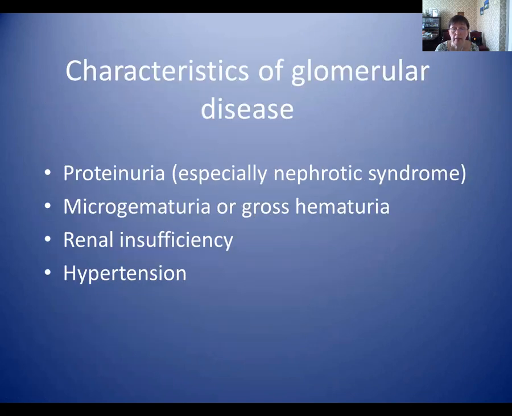So what are the main characteristics of the glomerular disease? First of all, it is proteinuria. Proteinuria, the protein in urine. Especially, it may be due to nephrotic syndrome. We will speak about it later. It may be microhematuria or gross hematuria. And then it may be renal insufficiency, and it may be hypertension.